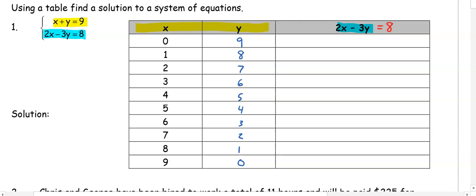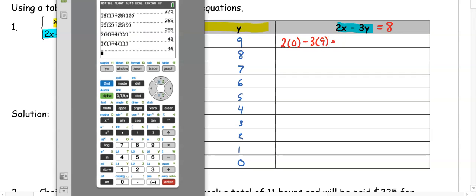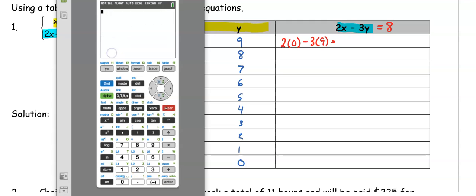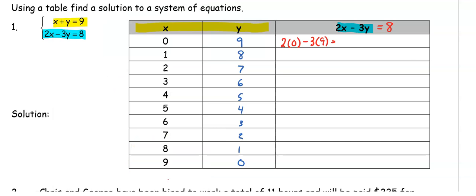So what you're going to do is substitute the values into the equation. So we have 2 times 0 minus 3 times 9. In our calculator, 2 times 0 minus 3 times 9 gets us negative 27. So that's not the number we're looking for. So we're going to try again.